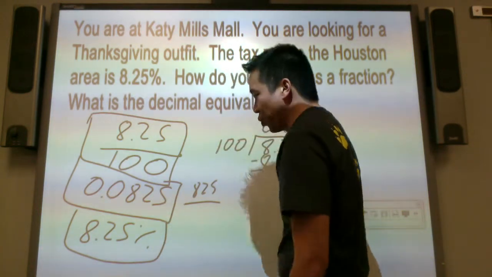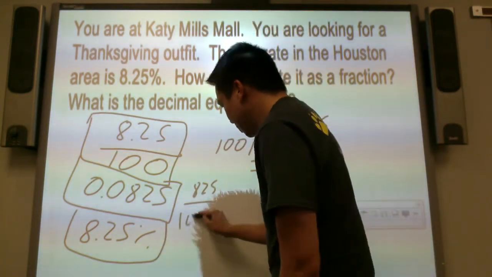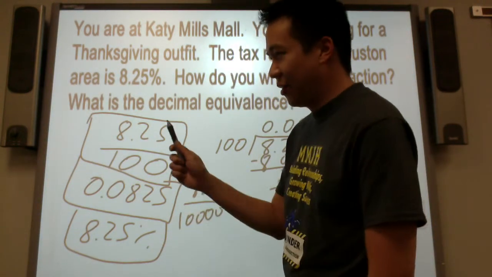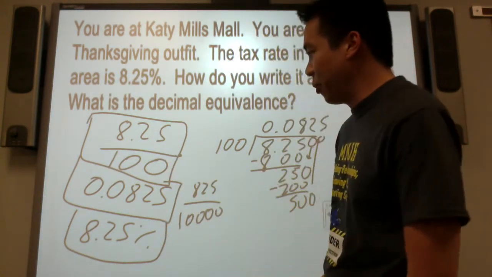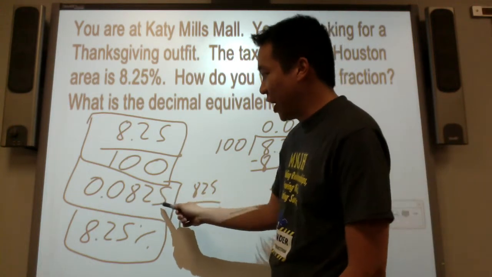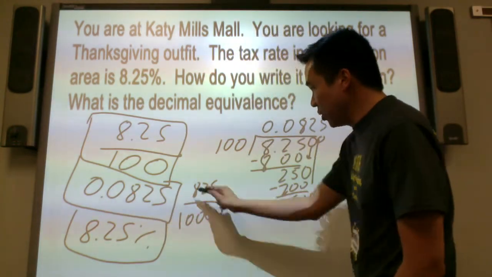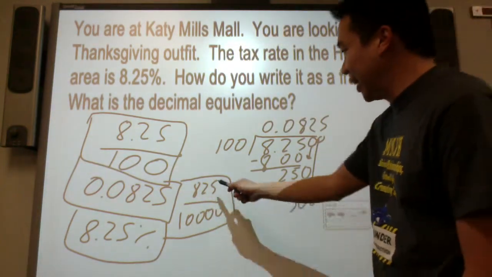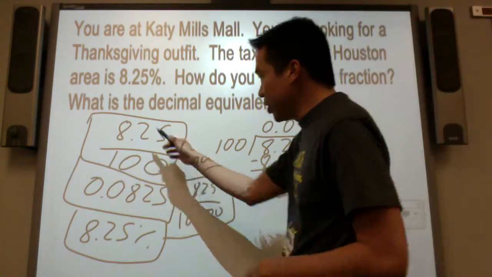10,000th place. 825 10,000th place. I think I said that earlier. Hopefully I did. If not, I don't want to redo the whole video, but I'm almost certain I said 825 10,000th place. So this is another fraction. However, can you simplify this fraction? All of these are correct so far.